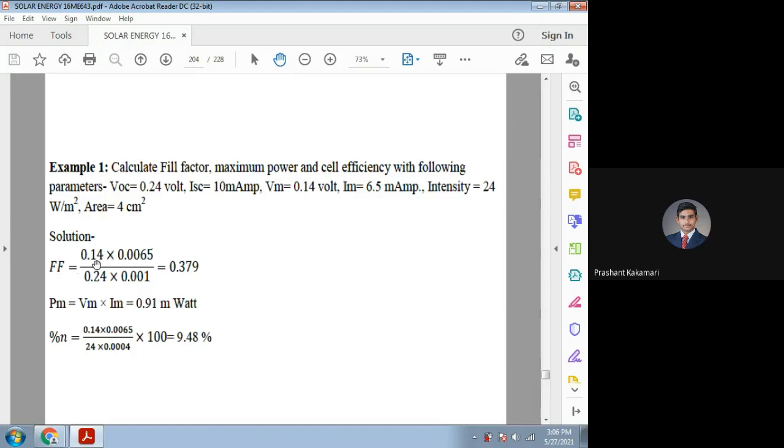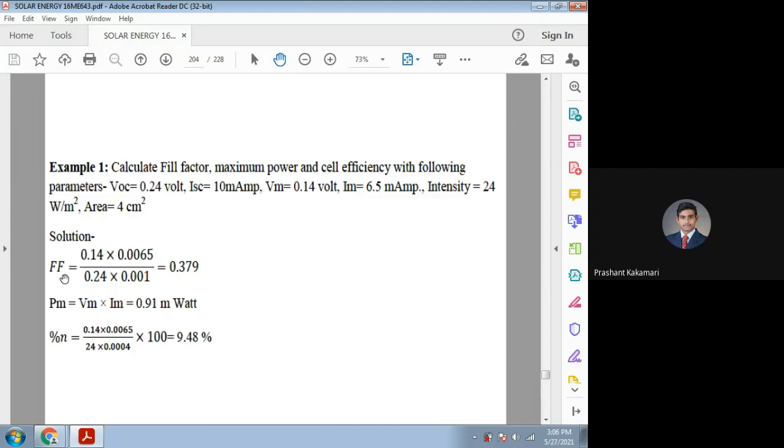The formula is maximum voltage into maximum current, divided by the product of open circuit voltage and short circuit current. Sorry, open circuit voltage into short circuit current. If you take all the values and take the ratios in proper units, the volts they have kept as it is, 0.14 and 0.24, and the milliamperes they have kept in ampere values. 6.5 milliamperes is kept as 0.0065. Here also they have kept 0.001. How much are you getting now?